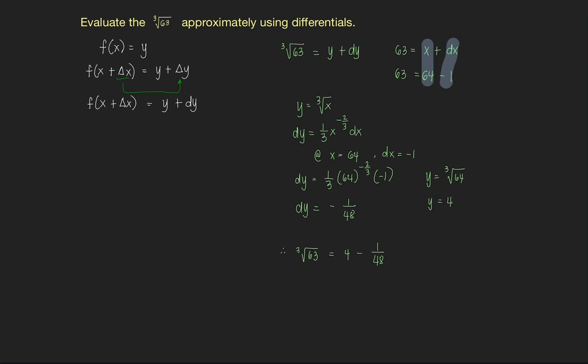That would give us 191 over 48, or that would be approximately equal to 3.9792. So if we use our calculator to extract the cube root of 63, it would be approximately equal to 3.979.